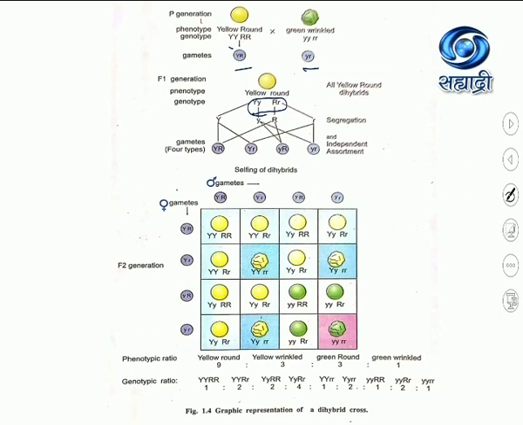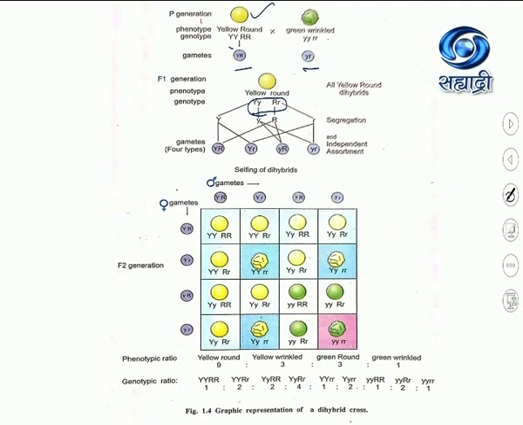Dihybrids are obtained genotypically. Capital Y, small y, a hybrid. Capital R, small r, another hybrid. 2 hybrids. But the phenotype is yellow and round, so it is similar to the first parent. So here we conclude that yellow color is dominant over green and round is dominant over wrinkled. Then it was allowed to undergo selfing. Now an interesting thing took place.